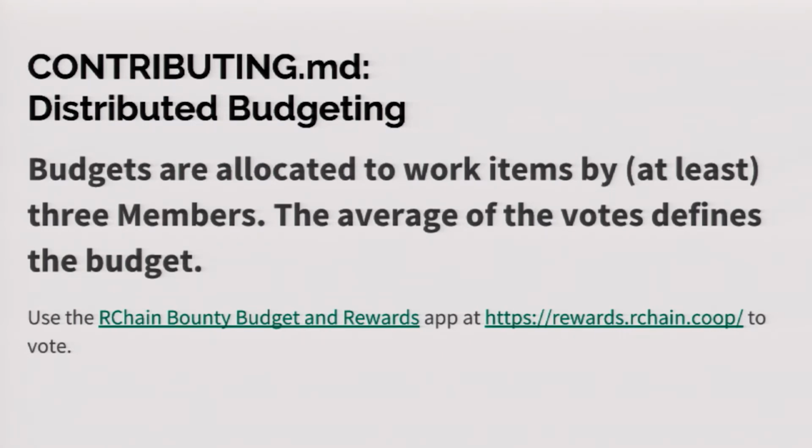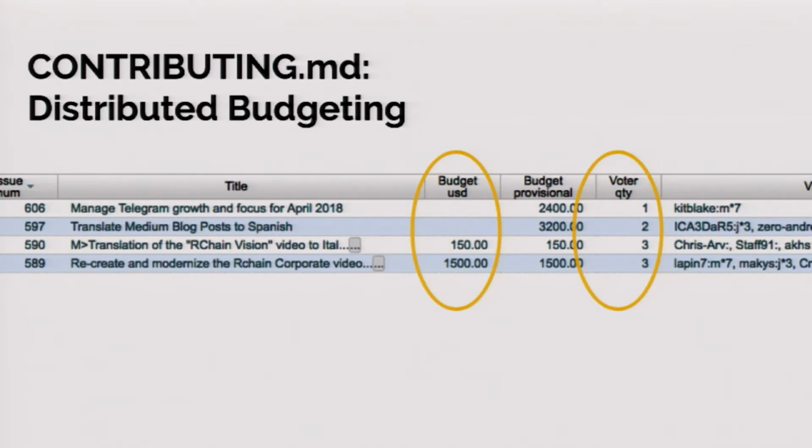So here's a few items where the budget work is going on, and you can see that the first one has only 1 vote, so it's got a provisional budget, but it doesn't have a real budget. And the second one's got 2 votes. It also doesn't have a real budget yet. But by the time you get 3 votes or more, then the provisional budget actually becomes the real budget.